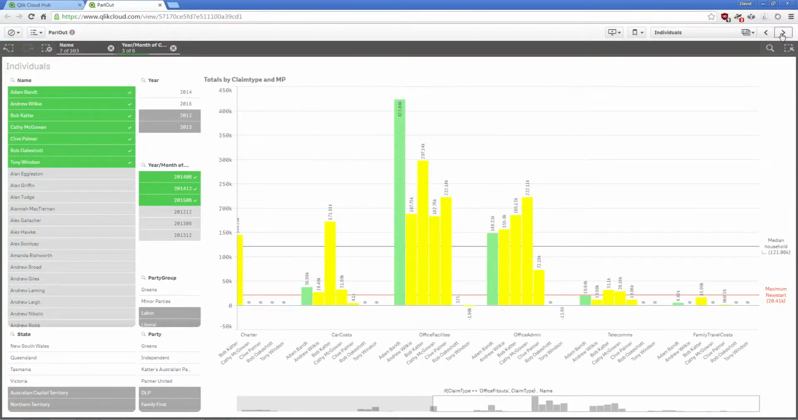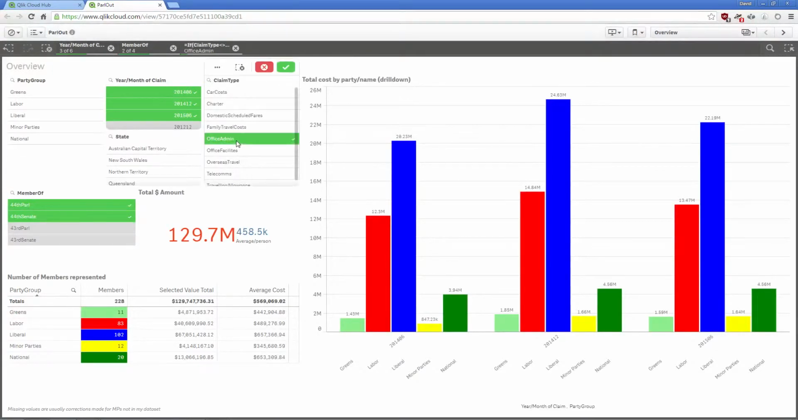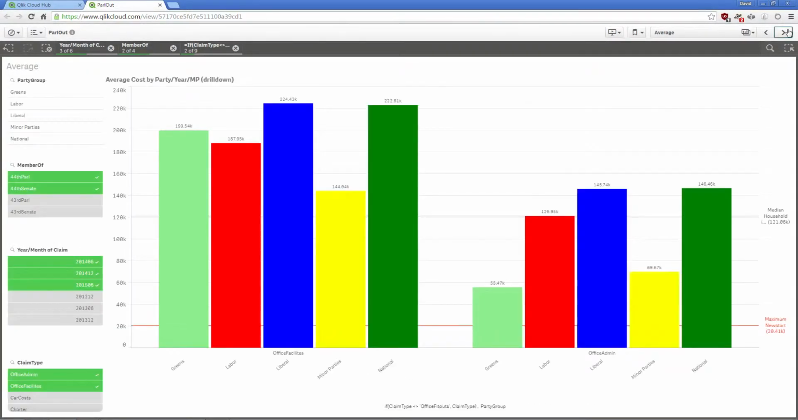In regards to that, I do have a tab called Worst, so let me pop over. I'll pick the current Parliament, and I will pick Office Admin and Office Facilities. So you can see here that literally the average cost per member is over $200,000 for an 18-month period. That seems ridiculous to me for people who are getting paid much less than that, and just being on advertising and trying to keep their jobs.